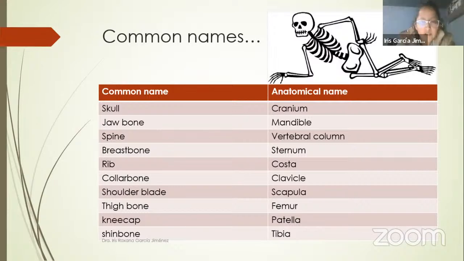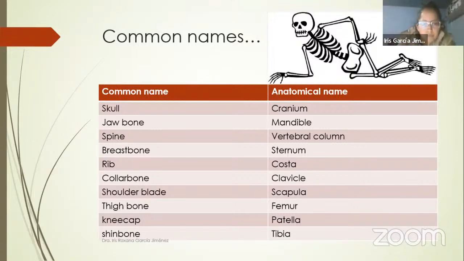Clavicle, okay. Common name shoulder blade. Anatomical scapula. Common name thigh bone. Anatomical femur. Common name kneecap. Anatomical patella. Common name shin bone. Anatomical tibia. Thank you so much, Roger.